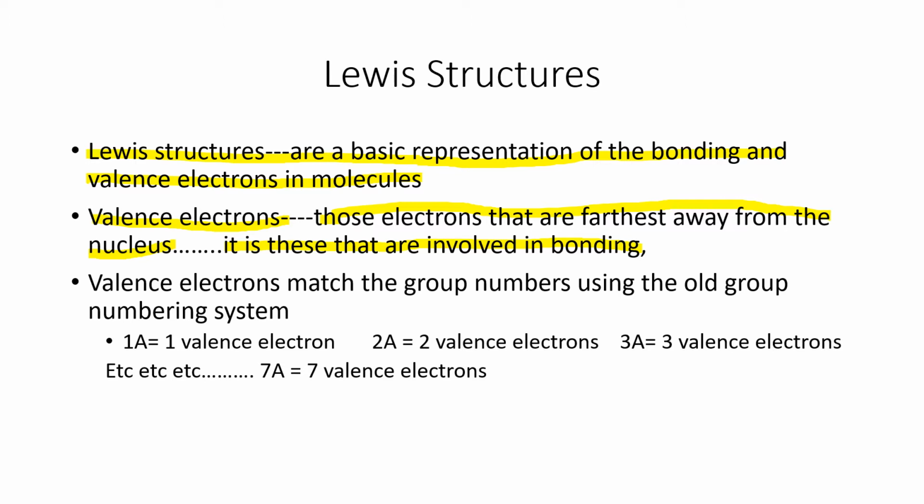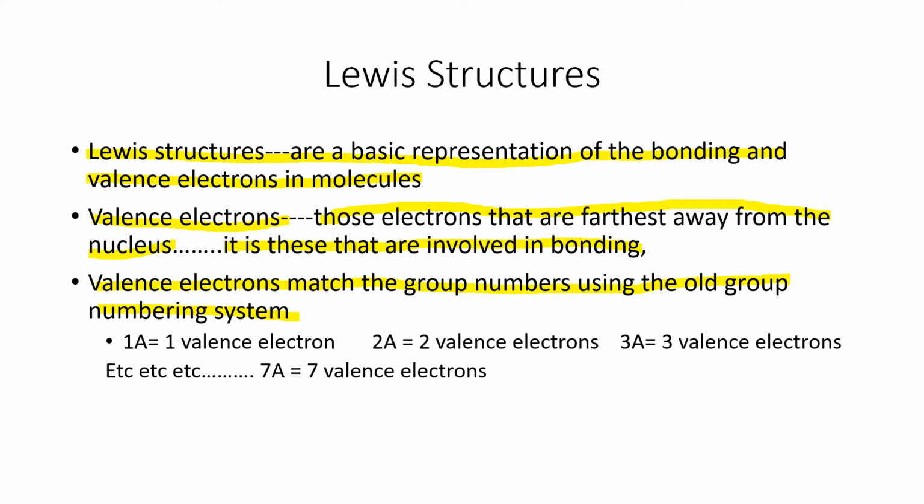One of the first things we have to be able to do is count valence electrons. It's very easy to count them because the valence electrons match the group numbers using the old numbering system. We use the old numbering system because it provides very useful information right away: how many valence electrons does that atom start with?